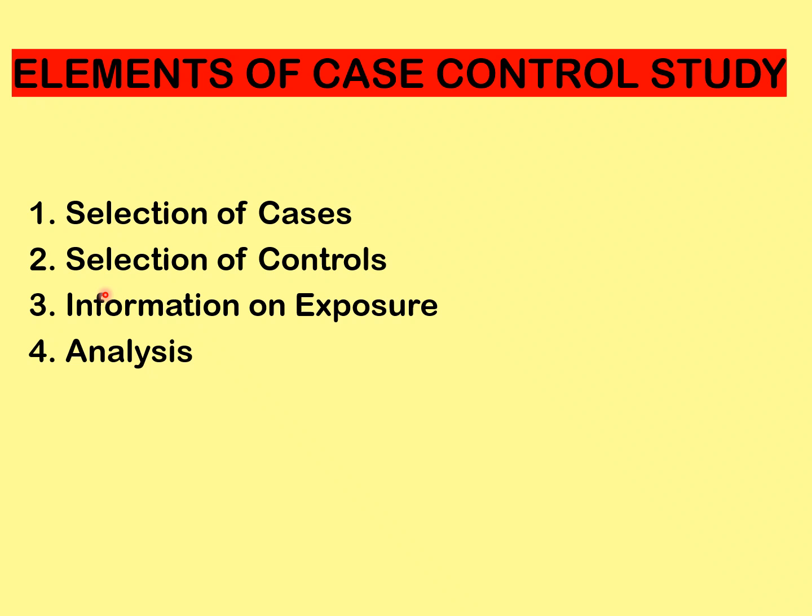So let's understand the elements of a case control study. Firstly, we have the selection of cases, which includes the population having the disease. Then is the selection of controls, in which population is selected without the disease. Next comes the information on exposure, and then we analyze the cases and controls for exposed and unexposed.